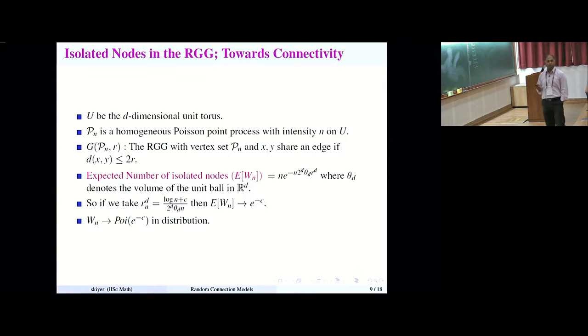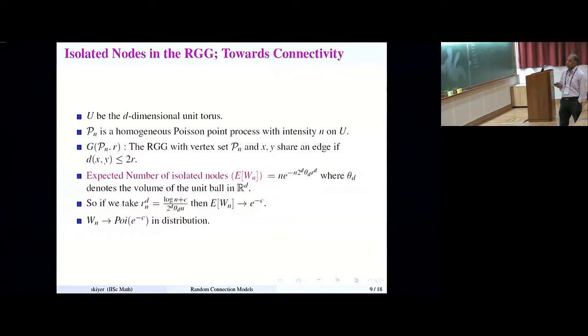So if I want the graph to be connected, the first step is to find the regime where the graph would be connected. In order to find that, the simplest thing to look for is isolated nodes, because if there are isolated nodes, obviously the graph won't be connected. So I want to find a regime where the isolated nodes would disappear. And that's not hard to find.